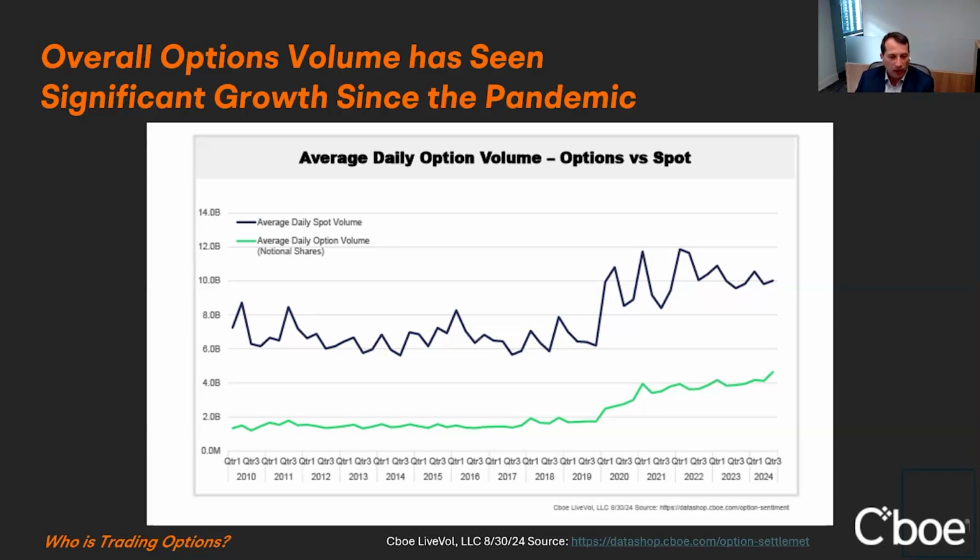There's also some differences in tax treatment. Index options, typically, not all, but typically, are subject to Section 1256 of the tax code. And that's 60/40 tax treatment. So it's 60% long-term capital gains, 40% short-term, and that's regardless of your holding period.